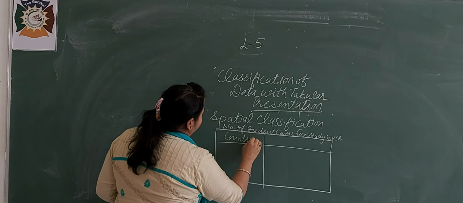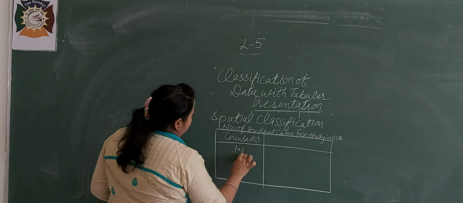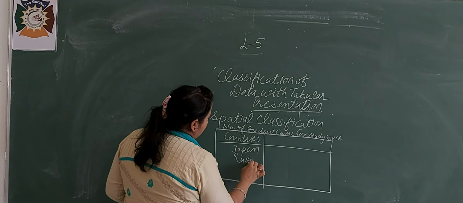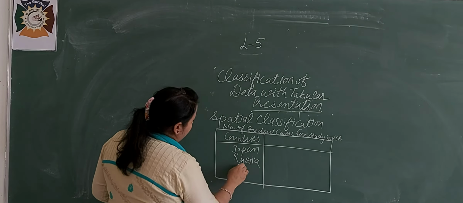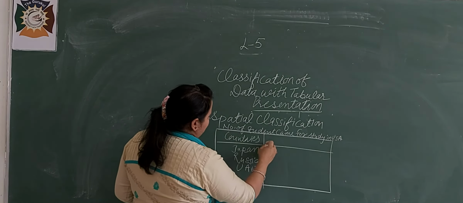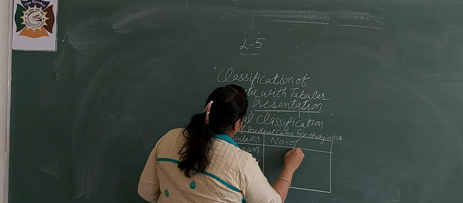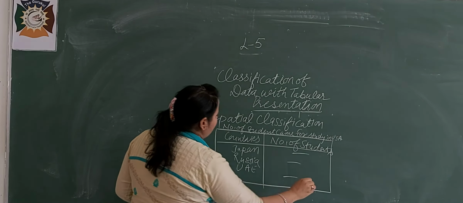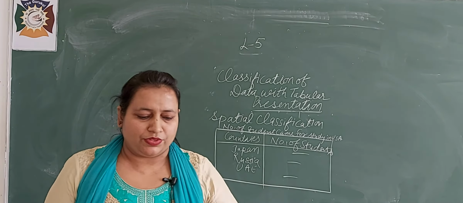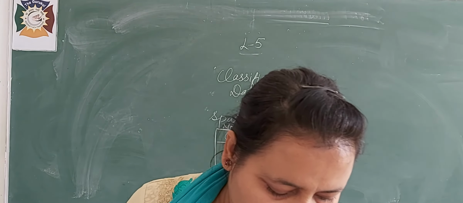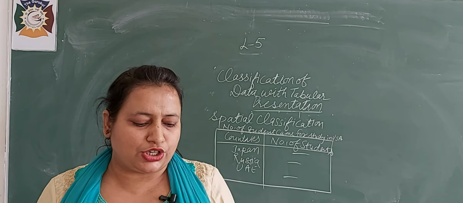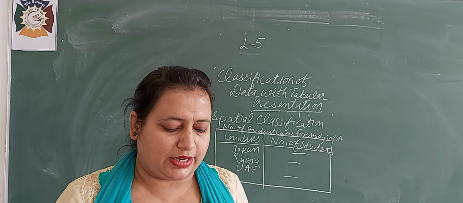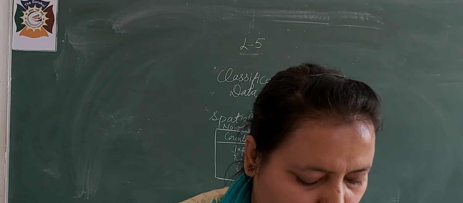I am writing the names of the countries like Japan. How many students came from Japan? Russia, then UAE, etc. So number of students I am writing over there. That is known as what? Spatial classification. According to geography, it is classified. So in spatial classification, place or location becomes the classified variable. It may be a village, a town, a district, a state or a country as a whole.